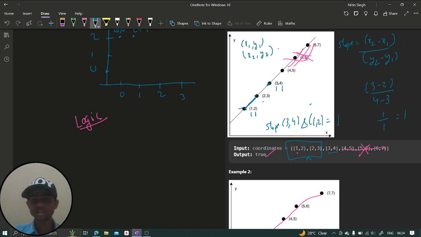So we can directly say this is following the rules, right? So we'll move to the next point. Here also it will follow the rule. Here also it will follow the rule. Then we are going to return true, right? Otherwise, if any point is not following the rule, we are going to directly return false.